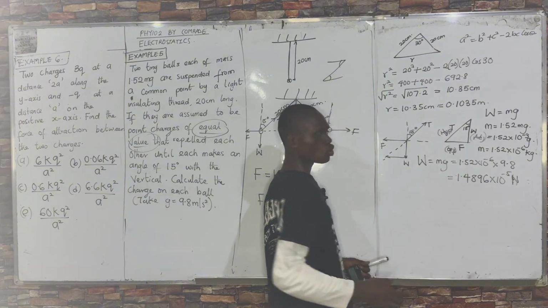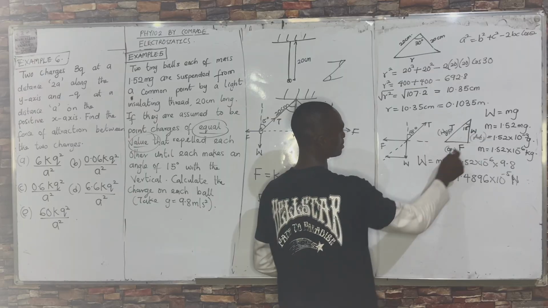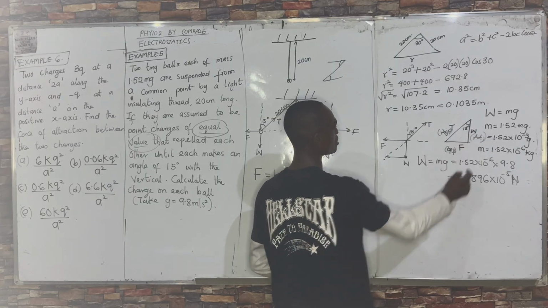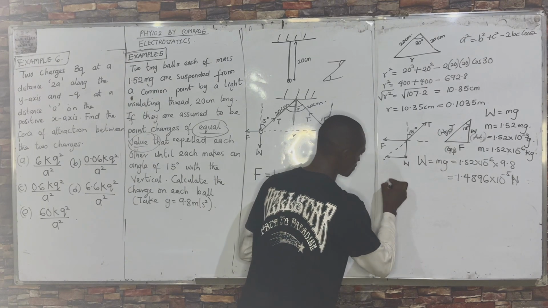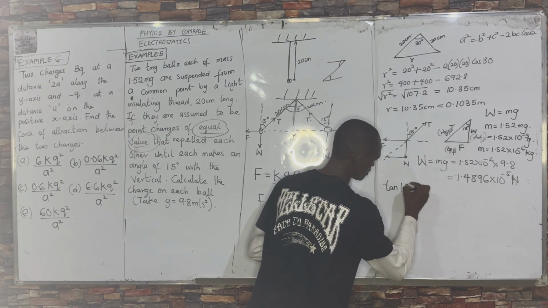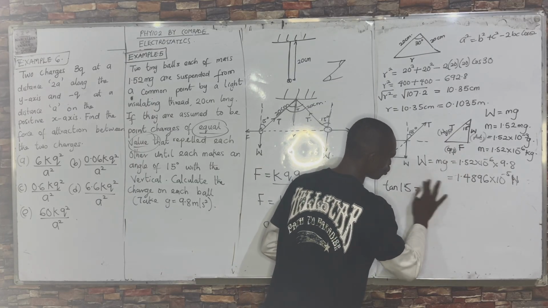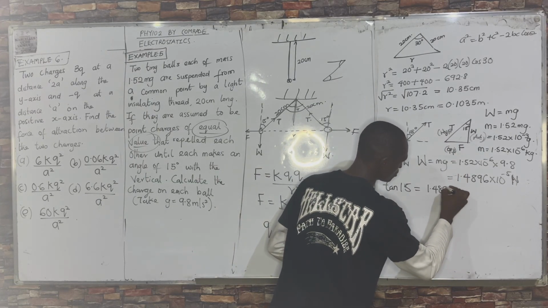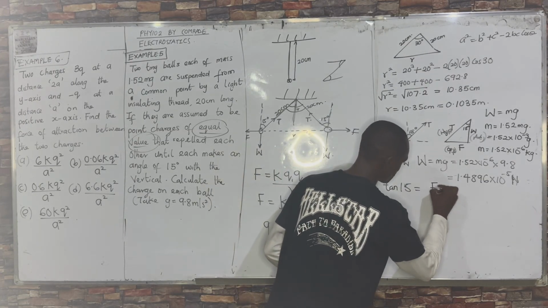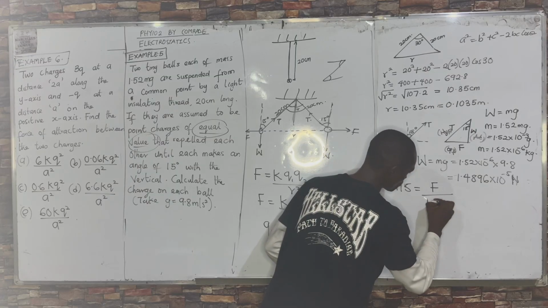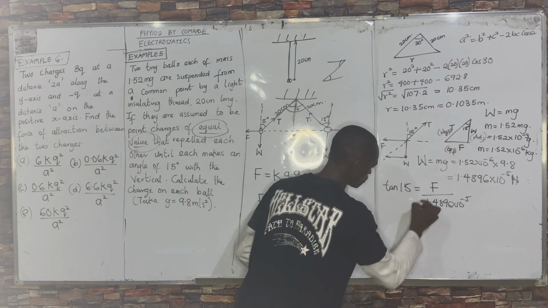Adjacent and opposite. In SOHCAHTOA, which one has adjacent and opposite? You know it is TOA. So I have tan theta, which is tan 15, is equals to opposite over adjacent. Sorry, tan theta is opposite, which is F, over adjacent, which is 1.4896 times 10 raised to the power minus 5. So cross multiply.